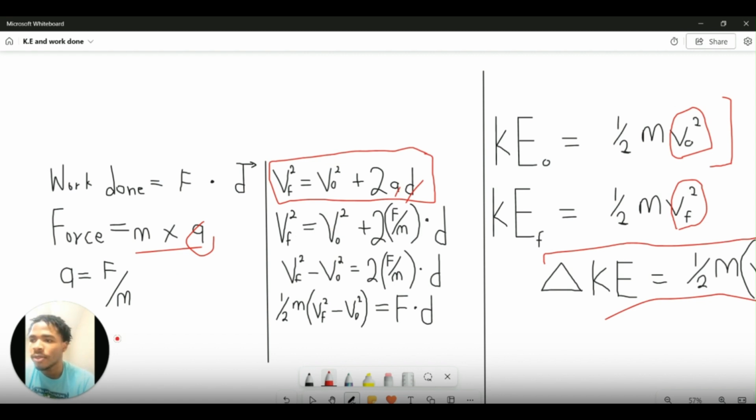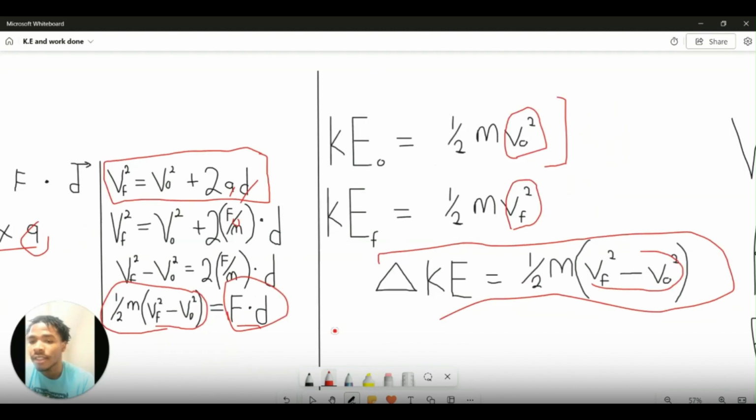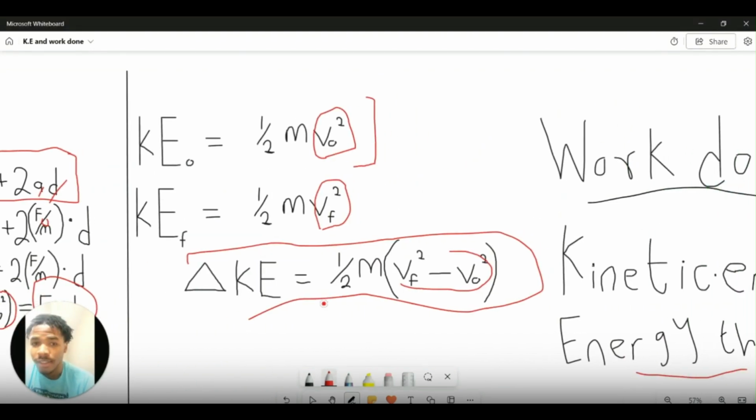So if we substitute the value for a into this equation, we have this, where F over m replaces it. Now we just want to make Fd stand alone. That's the point of this whole calculation, so that we can create a new equation for work done. If you solve this equation and make force times distance the subject of the formula, we have that force times distance is equal to half m times vf squared minus v0 squared. And if you recall, that is the same equation we got for the change in kinetic energy.